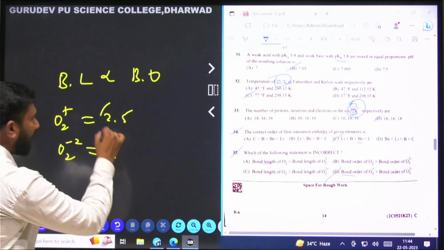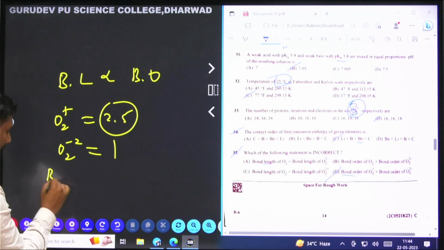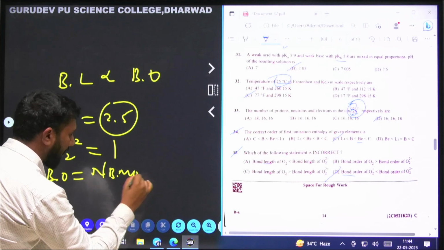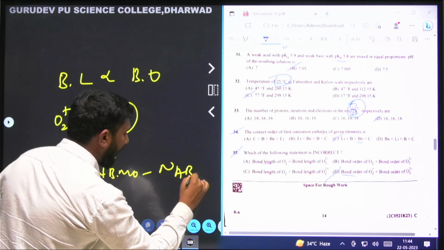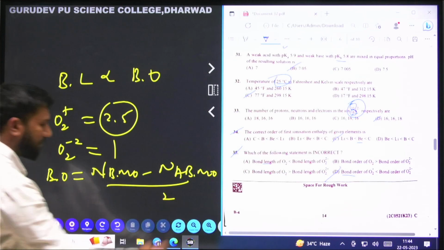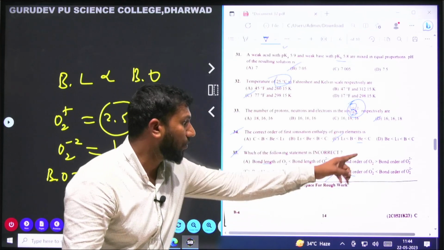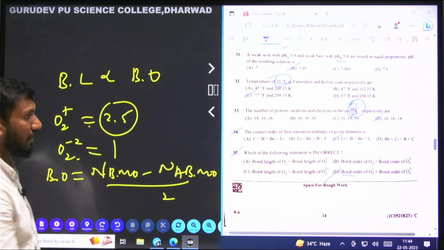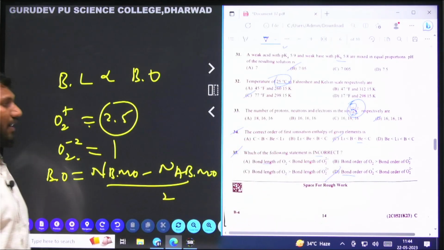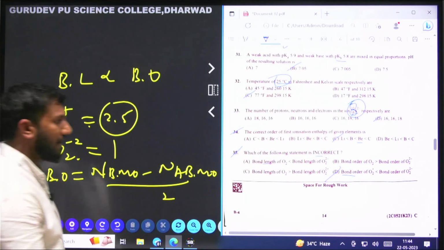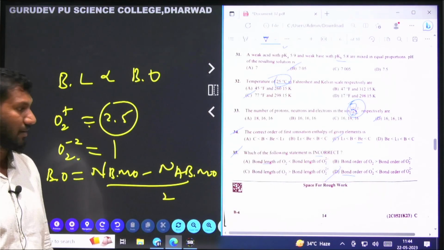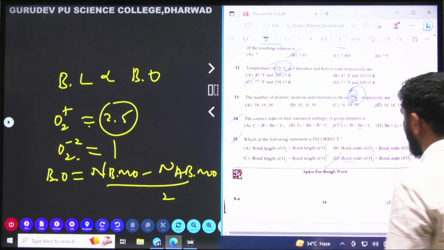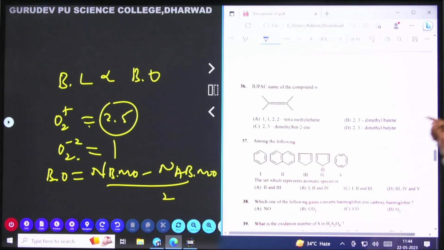This bond order can be calculated by using the formula: bond order is equal to the number of electrons in bonding molecular orbitals minus the number of electrons in anti-bonding molecular orbitals, divided by 2. So the bond order of O2 plus is higher than the bond order of O2 minus 2. In this question they asked for the incorrect one, so that's why option D is the incorrect one. The remaining options are all correct. Next I will move on to question number 36.